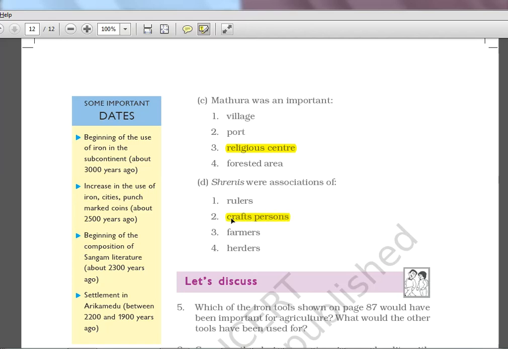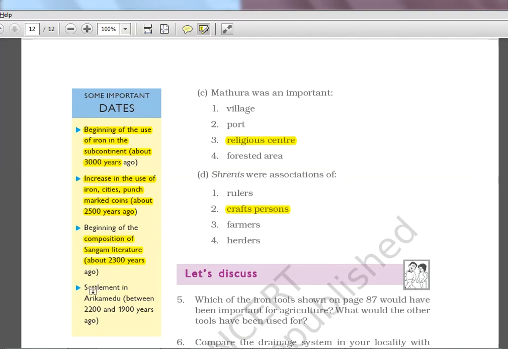Okay, here a timeline: beginning of the use of iron ore 3000 years ago, then iron cities and punchmarked coins 2500 years ago, Sangam literature 2300 years ago, and Arikamedu 2200 years ago. This is the order of events. Okay, iron, then punchmarked coins, then Sangam literature, then Arikamedu. So slowly we are learning the chronology.